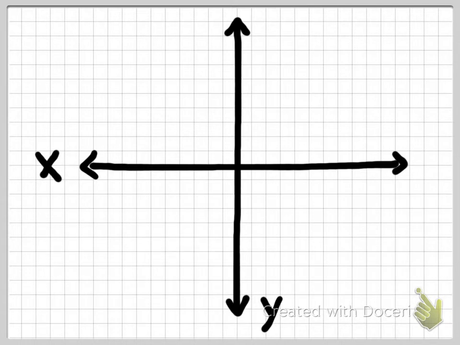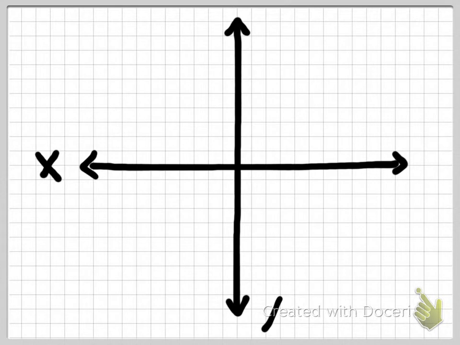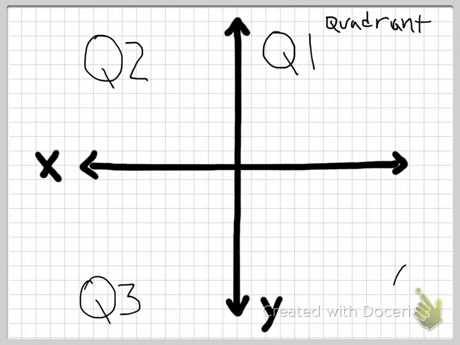Another piece to think about is that each of these squares here, or areas, they're not really squares, but each of these areas has a special name. They are quadrants. So I'll write that up here. It's kind of a long Q word, quadrant. And very specifically, this is quadrant number 1. Then we have quadrant number 2, quadrant number 3, and quadrant number 4.